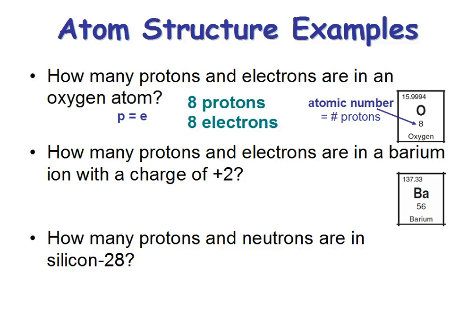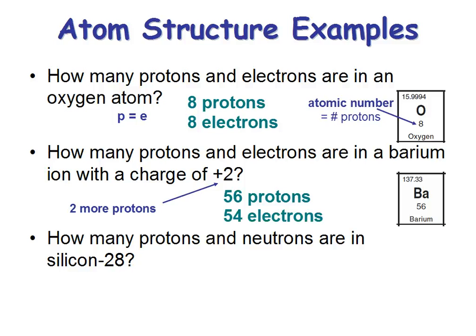Barium on your periodic table has a 56 between its name and symbol, so therefore it has 56 protons. We have an ion with a charge of +2. If you are an ion, I have to give you a charge to look at. That +2 is telling me that it has 2 more protons than it has electrons. Since the proton number can't change, the electrons are going to have to go down from 56 to 54.